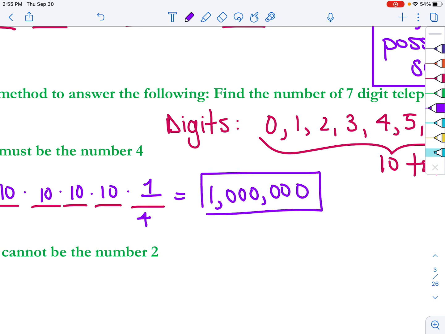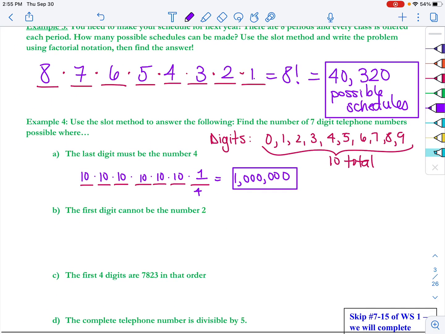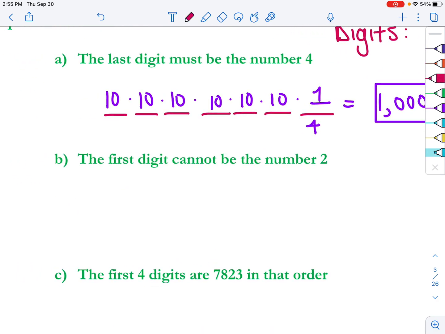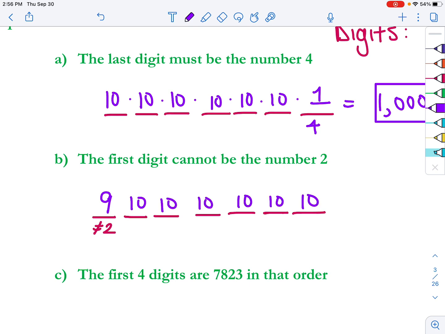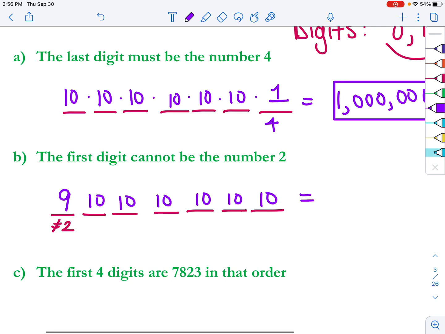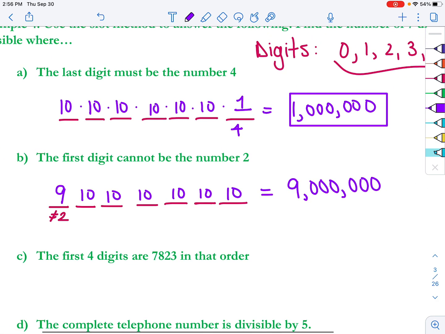We would multiply that all out, and we would have a total of 1 million possible phone numbers. Okay. What about the total number of possible phone numbers if the first digit cannot be the number 2? So again, a 7-digit phone number where the first digit cannot be 2. Out of the 10 digits, we take away one option. So we have 9 options for the first digit. But then the other slots can be any of those 10 digits. So we multiply across here and we get 9 million possible phone numbers.